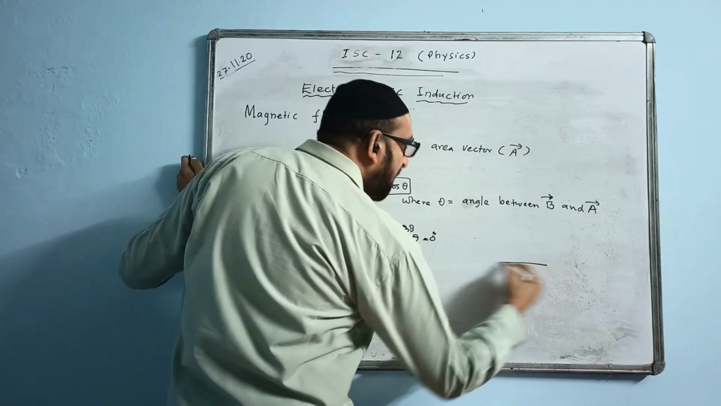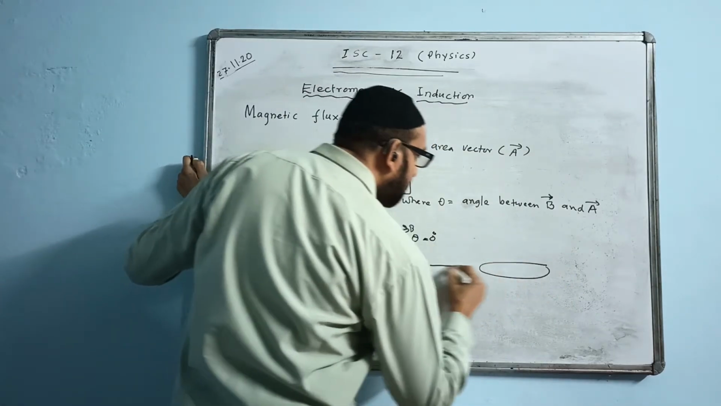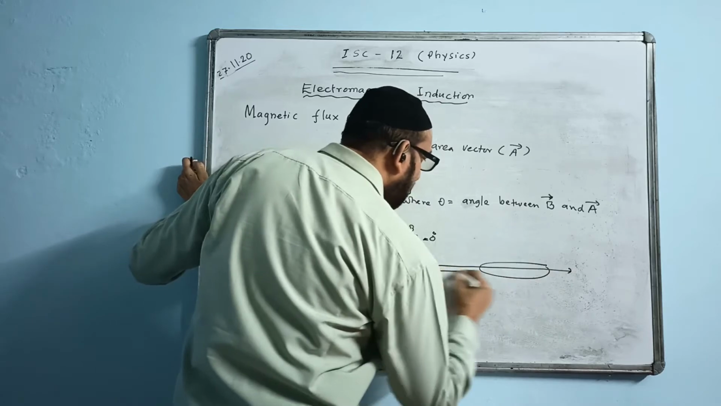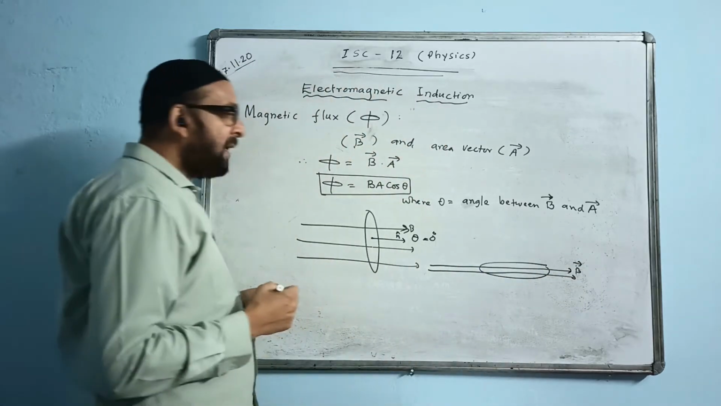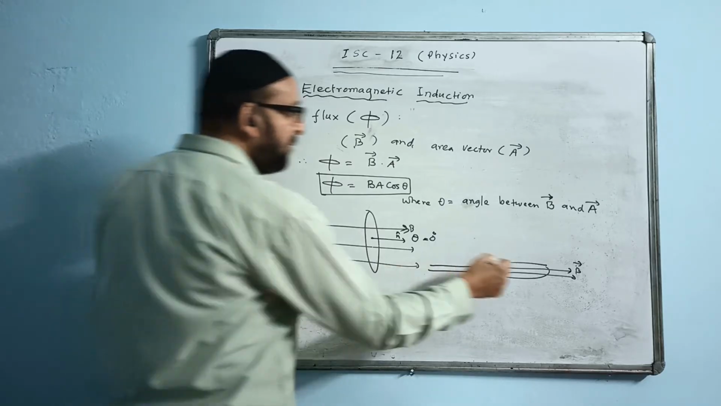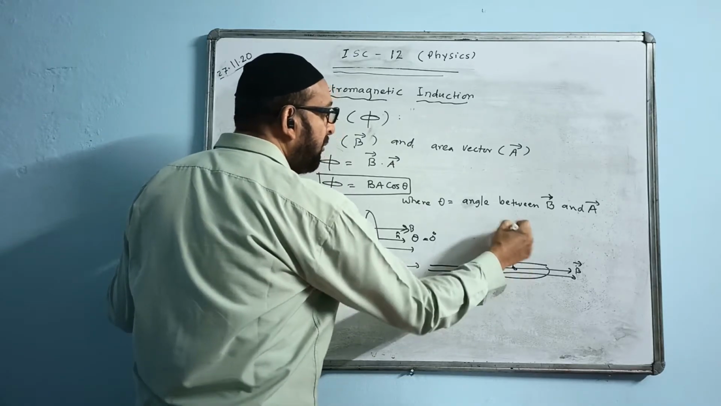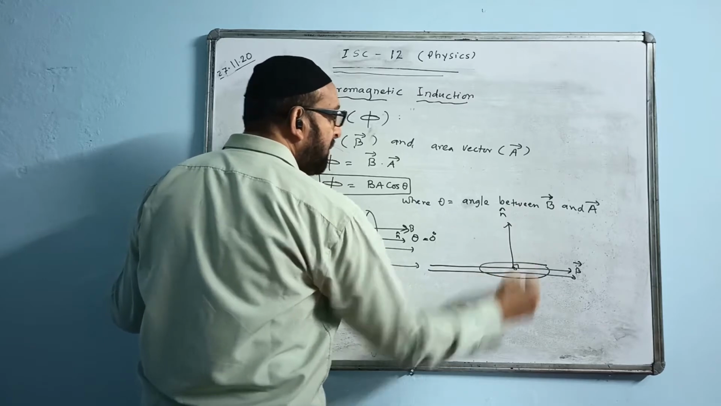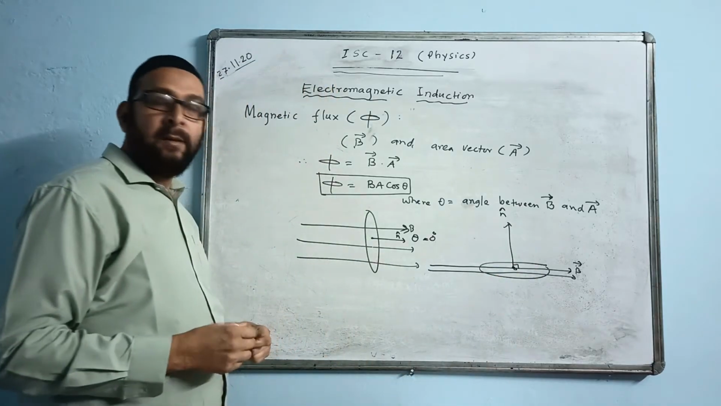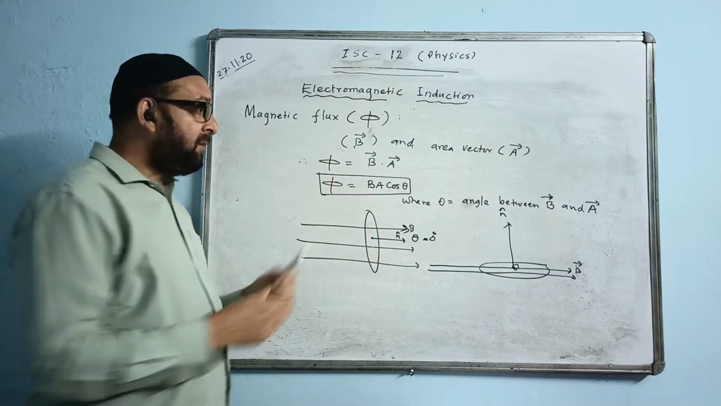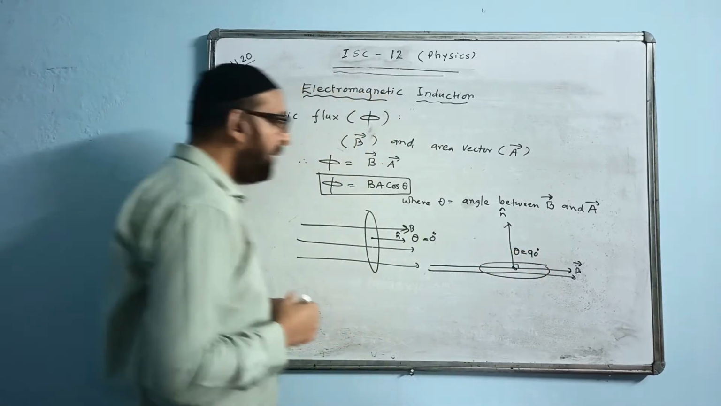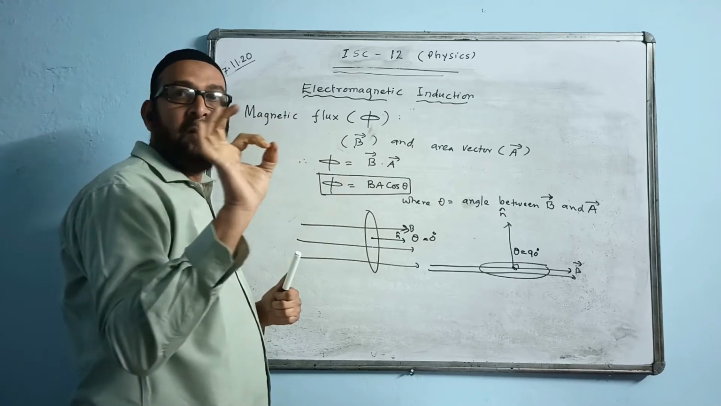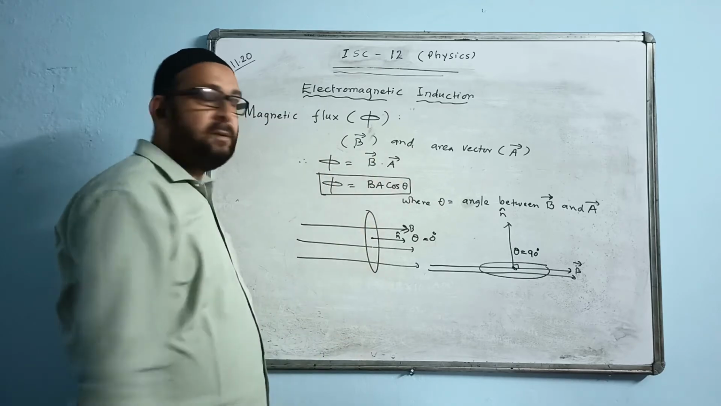If the surface is horizontal, and the line is passing like this, B is this way, what is the angle theta now? You will draw perpendicular here, n cap. Angle is how many degree? 90 degree. So this time the value of theta is 90 degree here. Theta value will take 90 degree. And cos 90 degree is 0, that means the value of flux will become 0.